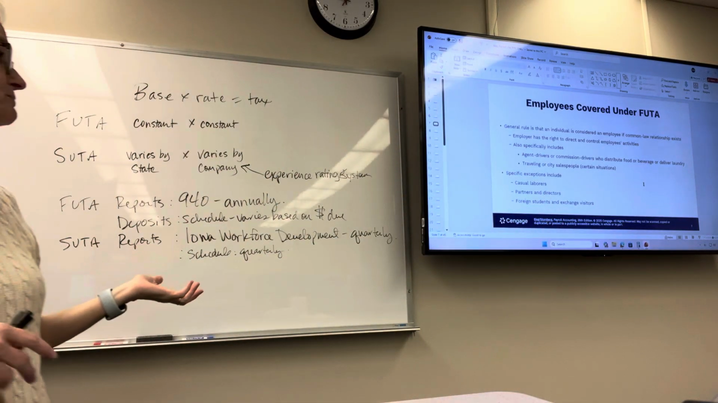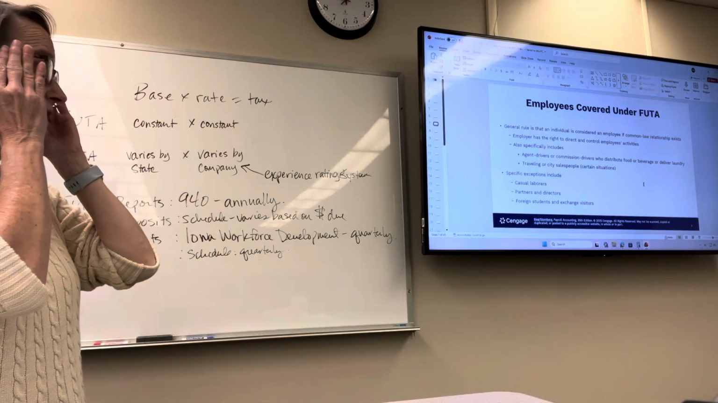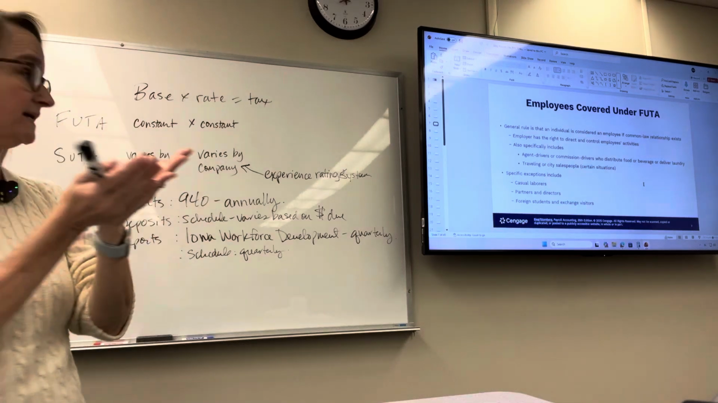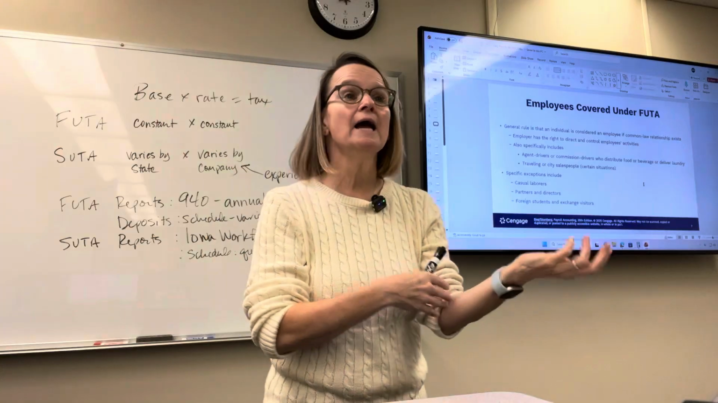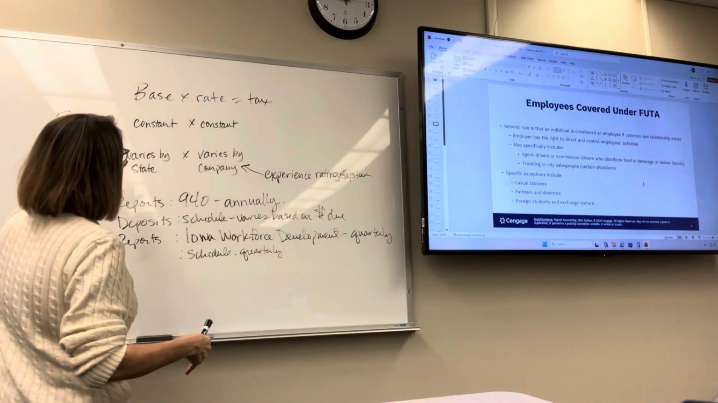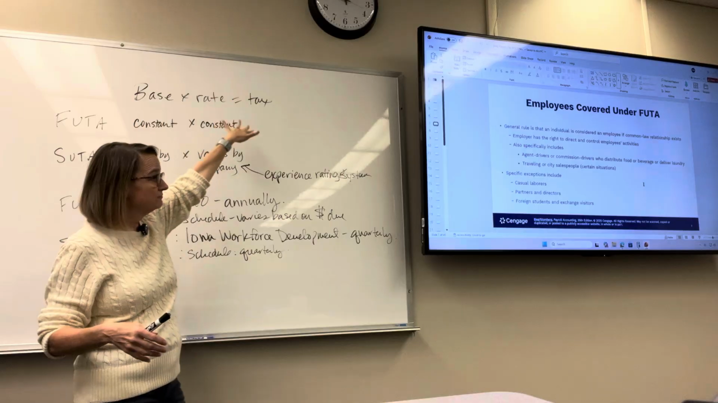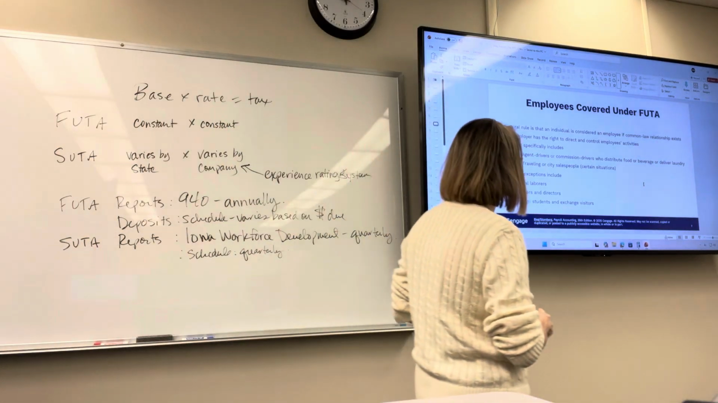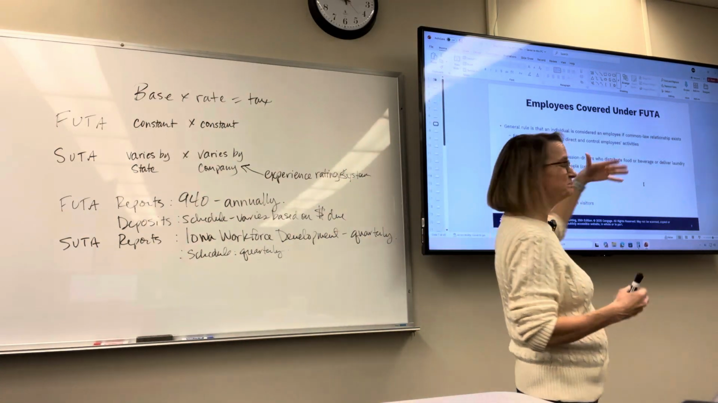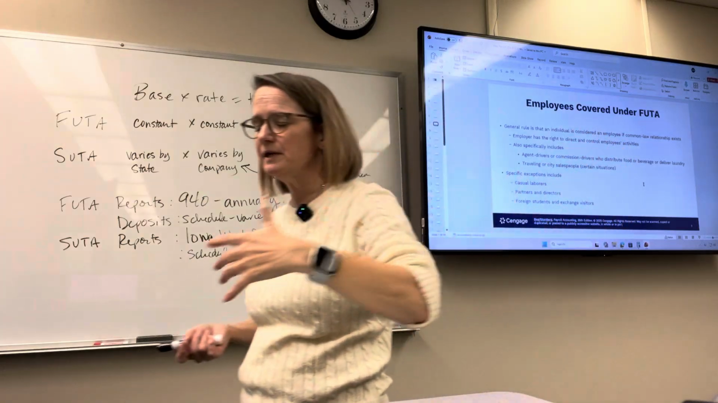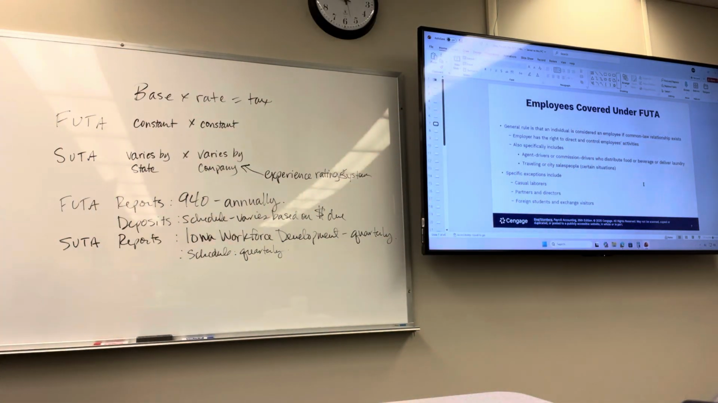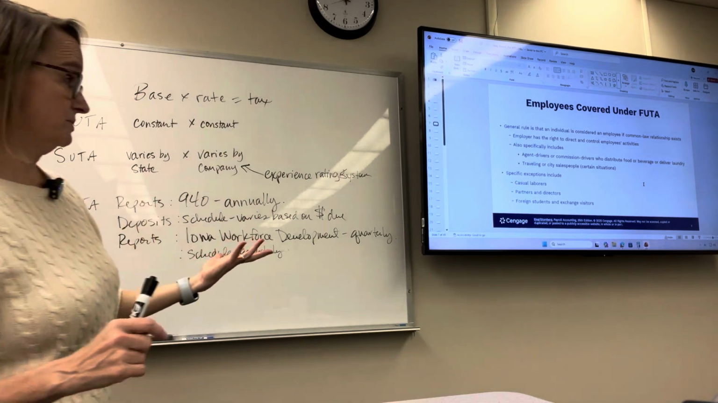Generally speaking, if the employer has the right to direct and control an employee's activities, then they're considered to be an employee, and their wages would then be included in the base for purposes of calculating how much tax is owed. A couple of areas where it's specifically included, even though there may not be that control factor there: agent drivers, commission drivers for food, beverage, or laundry, and then traveling or city salespeople. Very specific situations.